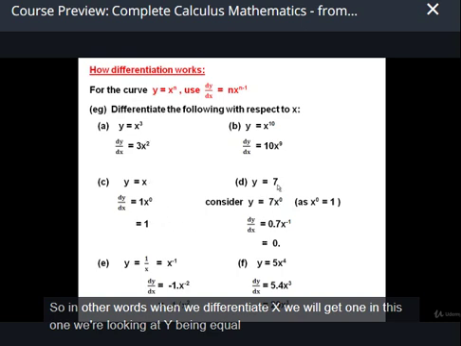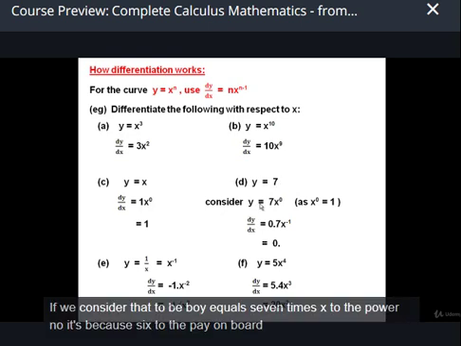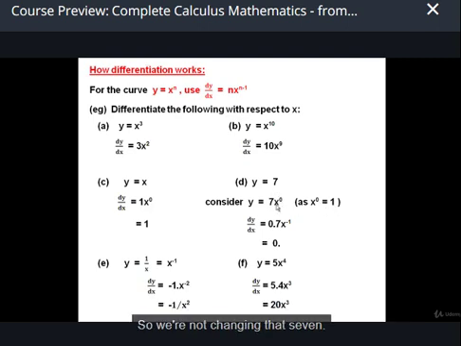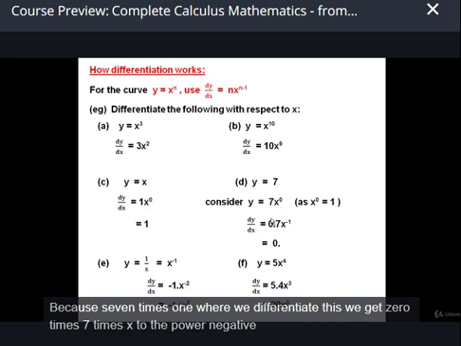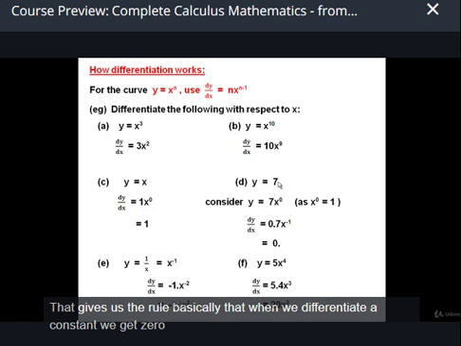In this one, we're looking at y being equal to a constant 7. If we consider that to be y equals 7 times x to the power 0, because x to the power 0 is 1, so we're not changing that 7 because this is 7 times 1. When we differentiate this, we get 0 times 7 times x to the power -1. Notice we decrease this power by 1. 0 times this quantity is 0. That gives us the rule basically that when we differentiate a constant, we get 0.